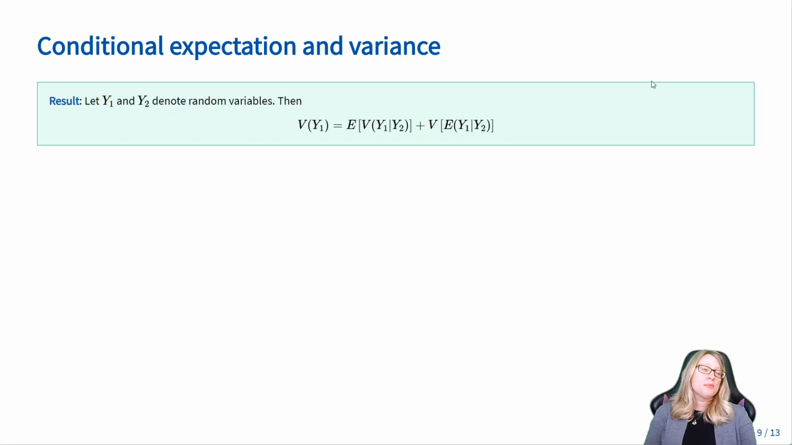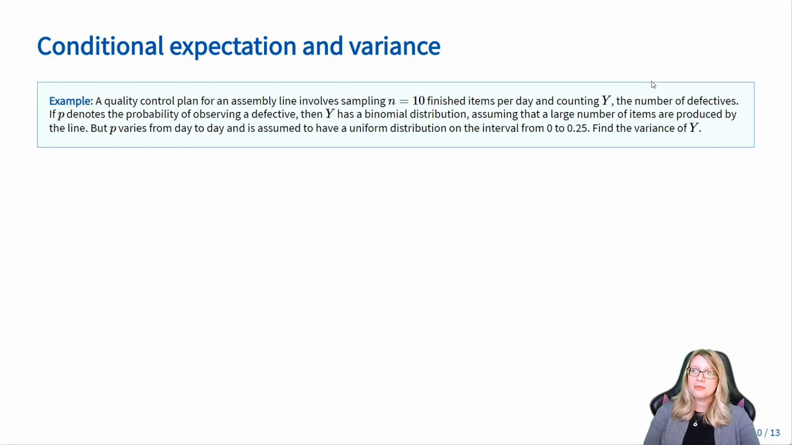Now, we also have a similar result for the variance. So let Y1 and Y2 be random variables. It turns out that the unconditional variance, so the variance of Y1, is the expected value of the conditional variance plus the variance of the conditional expectation. So kind of cool, kind of wacky result.